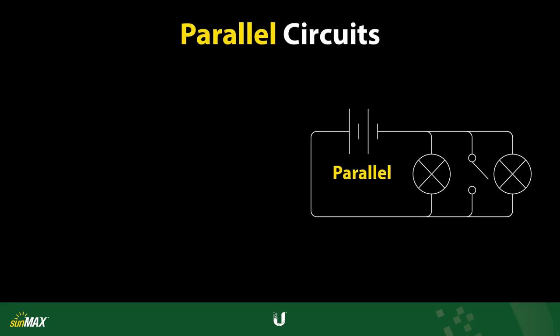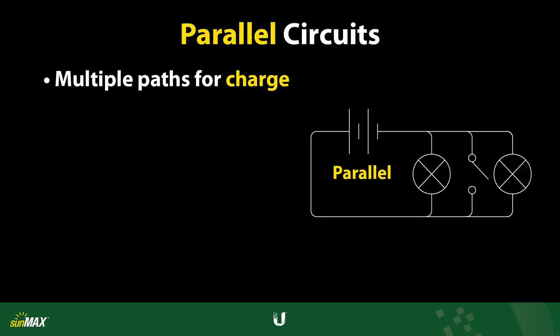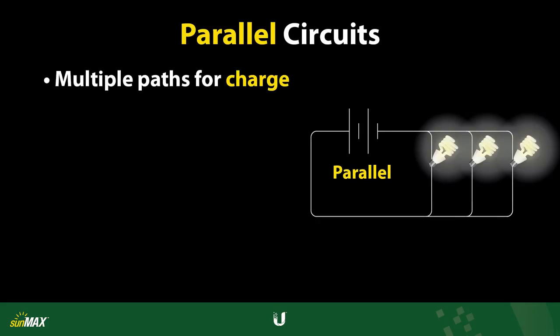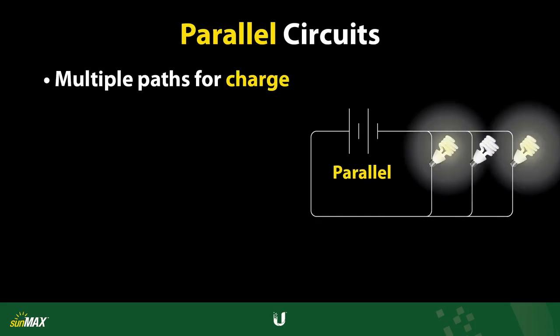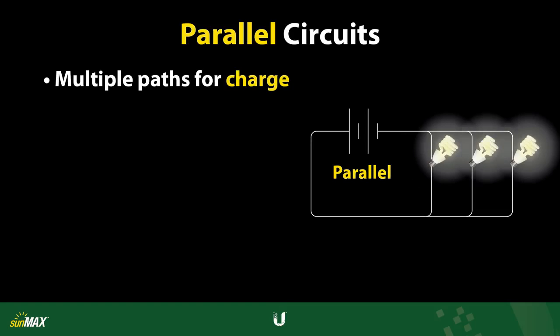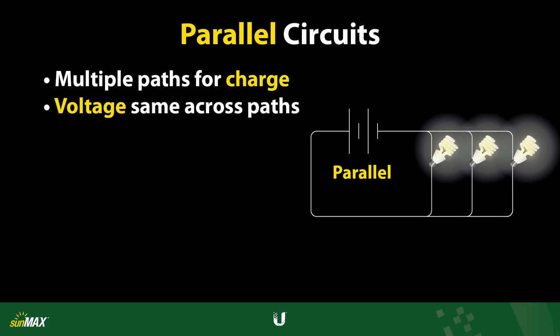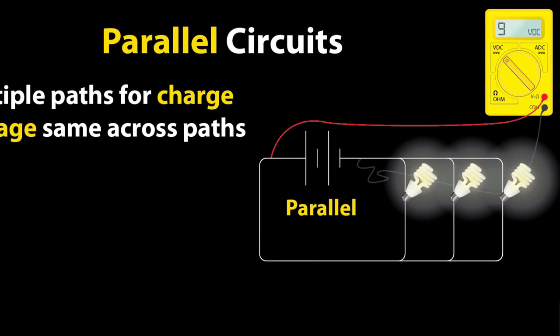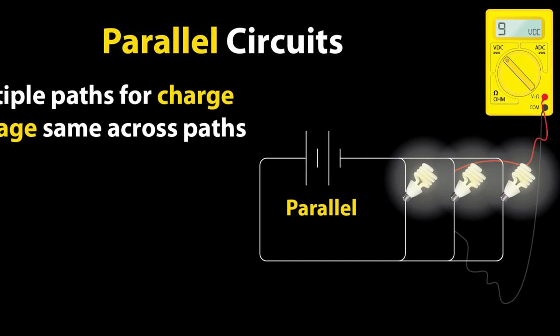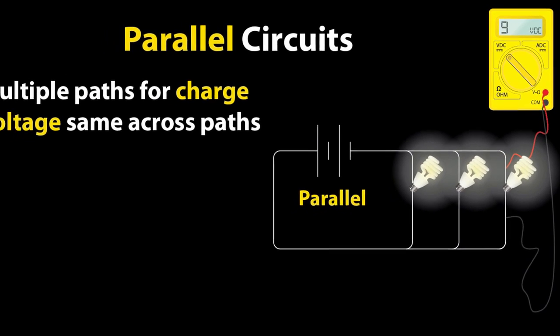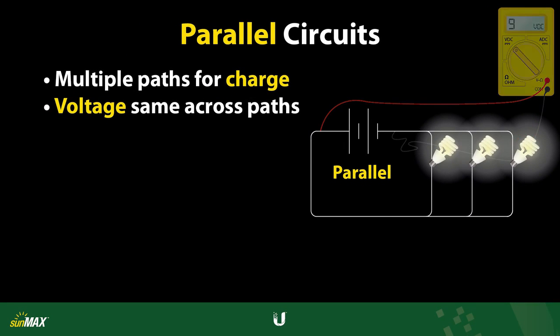Now, let's examine parallel circuits. In a parallel circuit, charge follows 2 or more paths. This means that if a component along one path becomes disconnected, then electricity can still flow along the other paths. In a parallel circuit, voltage remains the same across each path. This means that each load draws the complete voltage potential available from the power source.